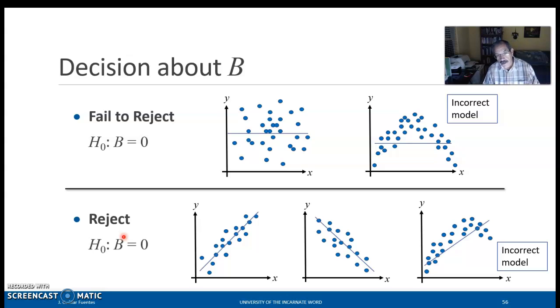If you reject the null hypothesis, in other words, you say that the slope is not 0, well, you may have a positive relationship between x and y, or a negative relation between x and y, or you can still have, like in this case, a positive relationship, but it is not the correct model because there is some curvature in the data. But this is what happens when you don't reject the null hypothesis and when you reject the null hypothesis.